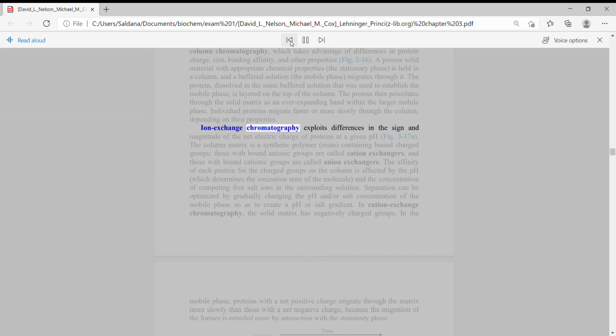Ion exchange chromatography exploits differences in the sign and magnitude of the net electric charge of proteins at a given pH, Fig. 3-17a. The column matrix is a synthetic polymer, resin, containing bound charged groups. Those with bound anionic groups are called cation exchangers, and those with bound cationic groups are called anion exchangers.